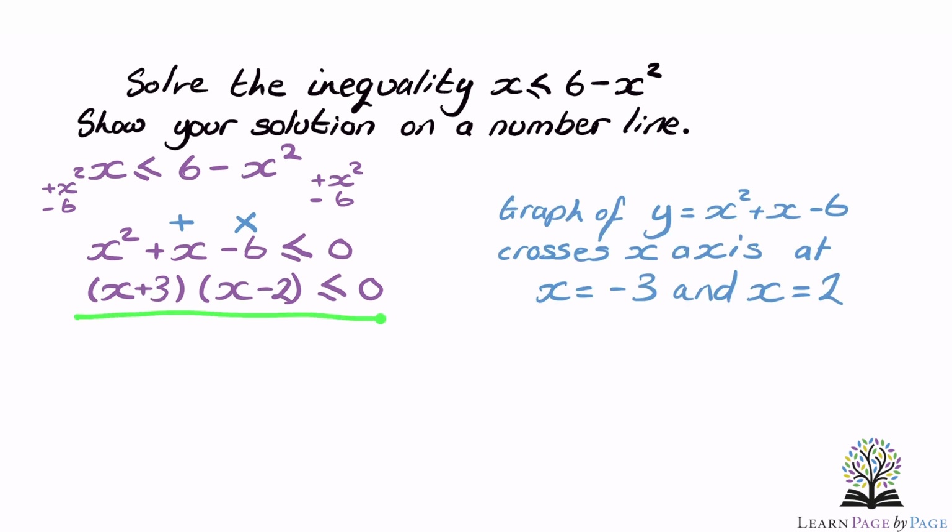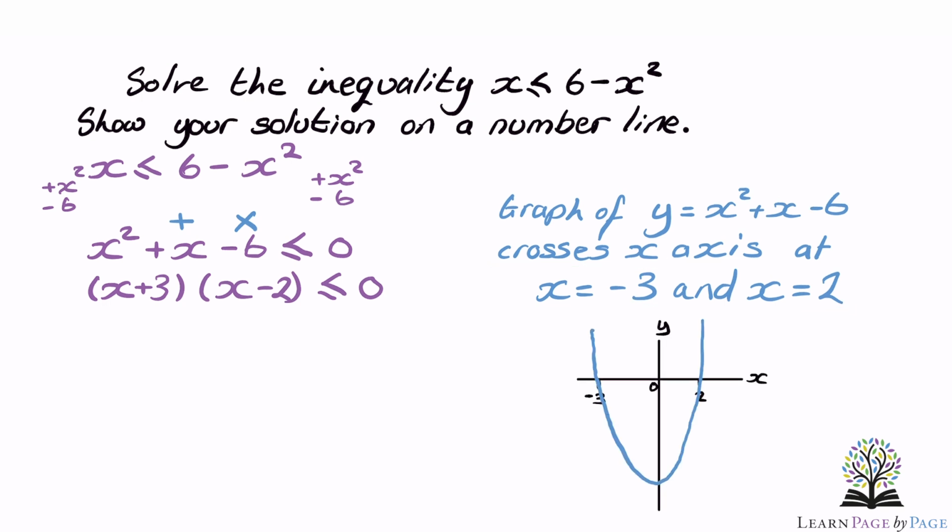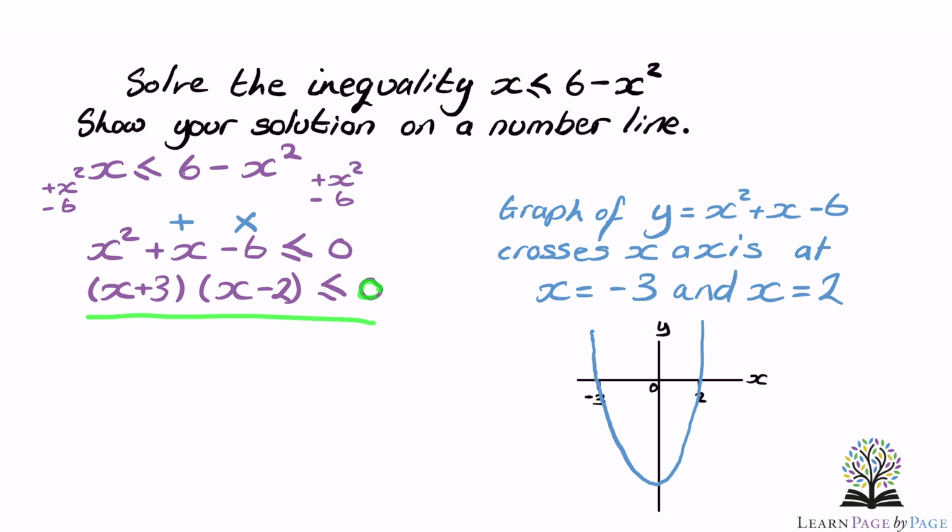So that tells us that the graph of y equals x squared plus x minus 6 crosses the x-axis at -3 and +2. It'll look something roughly like this. You can see it goes through -3 and it goes through +2. But because this inequality is less than or equals to, the -3 and the +2 is included. And this quadratic is less than 0. Zero's here, remember, and we're talking about 0 on the y-axis, and it is less than 0.